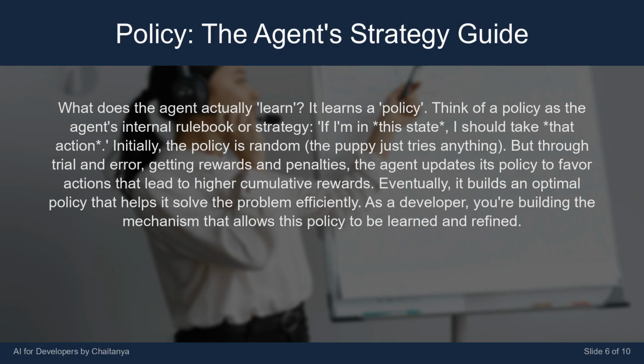What does the agent actually learn? It learns a policy. Think of a policy as the agent's internal rulebook or strategy. If I'm in this state, I should take that action. Initially, the policy is random. The puppy just tries anything. But through trial and error, getting rewards and penalties, the agent updates its policy to favor actions that lead to higher cumulative rewards. Eventually, it builds an optimal policy that helps it solve the problem efficiently. As a developer, you're building the mechanism that allows this policy to be learned and refined.